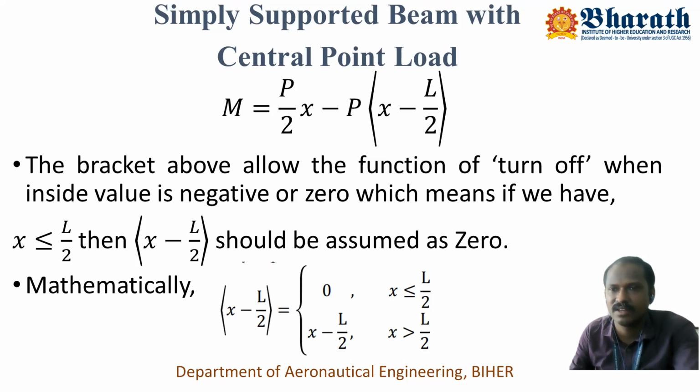Whereas in Macaulay's method, if we get a negative value for this bracket, that particular term should be replaced with 0. So the moment will become M equal to P by 2 into x. So that is the significance of this turn-off function. Right? So you have to remember, whenever I have a turn-off function, if I get a 0 value or a negative value, we will simply drop that term. That is what you should understand by this turn-off function.